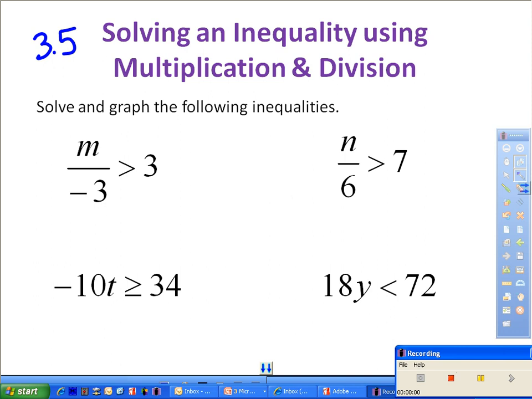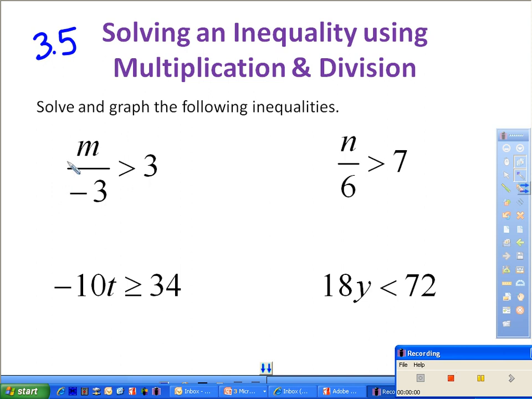In Lesson 3.5, we learned how to solve an inequality using multiplication and division. It is much like solving an equation using multiplication and division, but there is one major difference when we're doing it with an inequality. Whenever you multiply or divide each side of an inequality by a negative number, you must reverse the symbol. So for example, in this first problem, m divided by negative 3 is greater than 3.